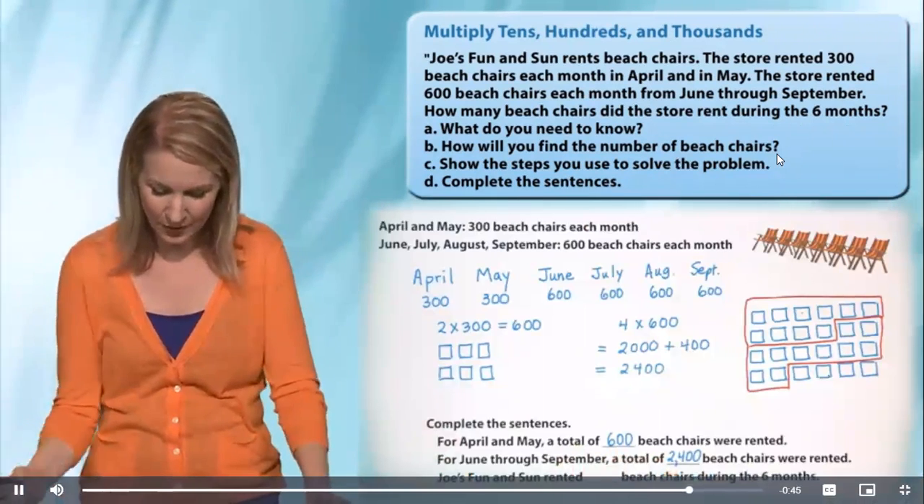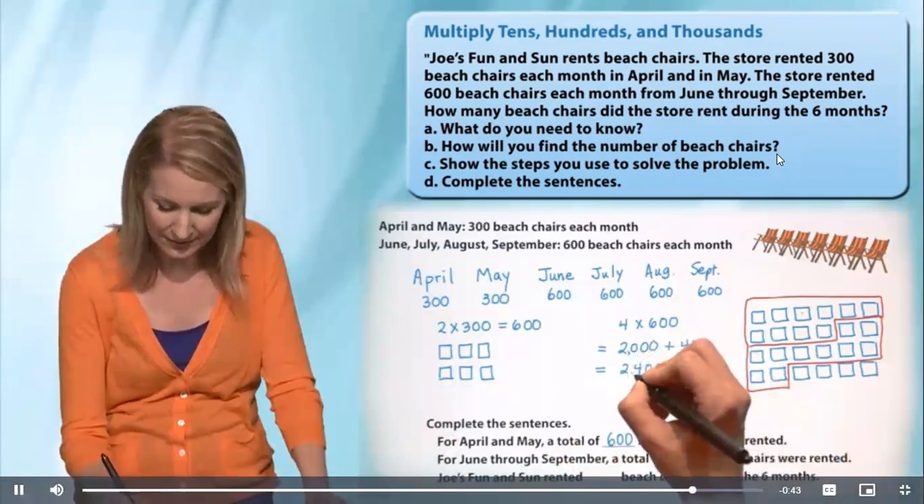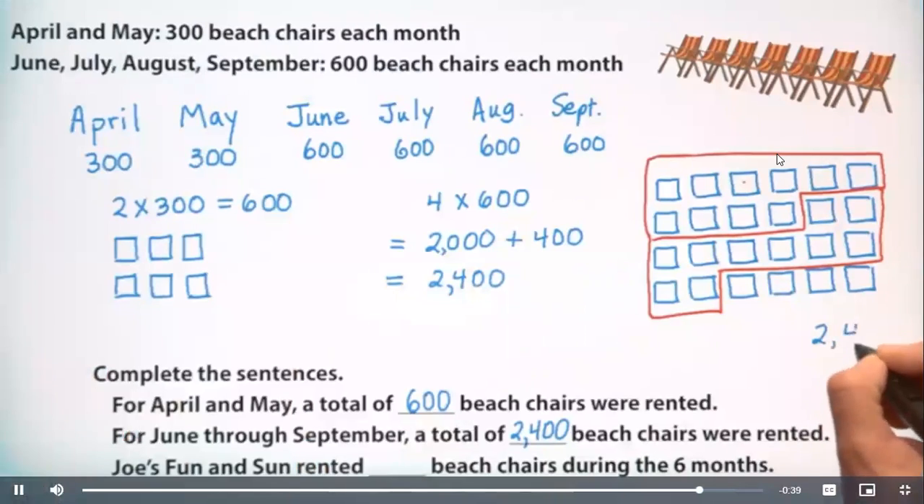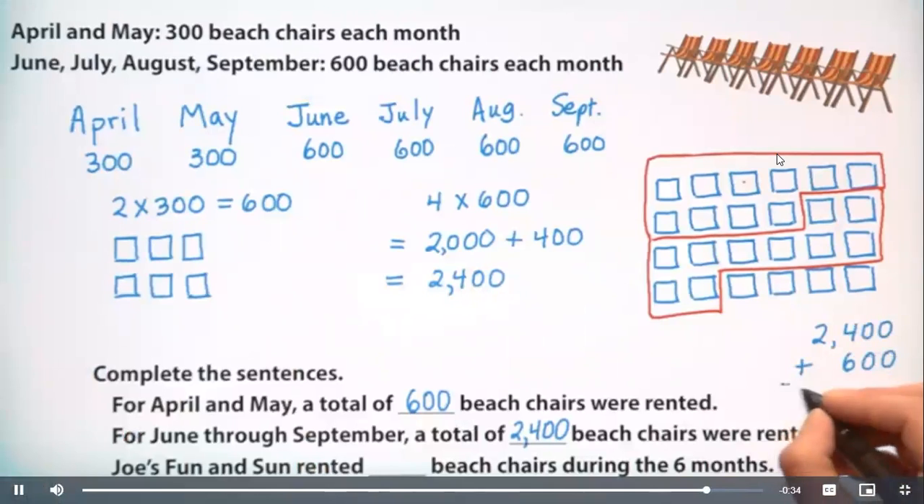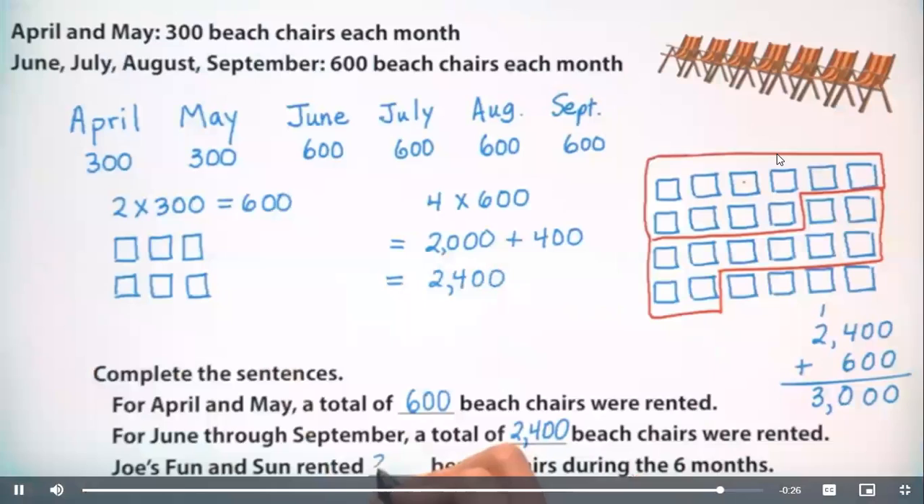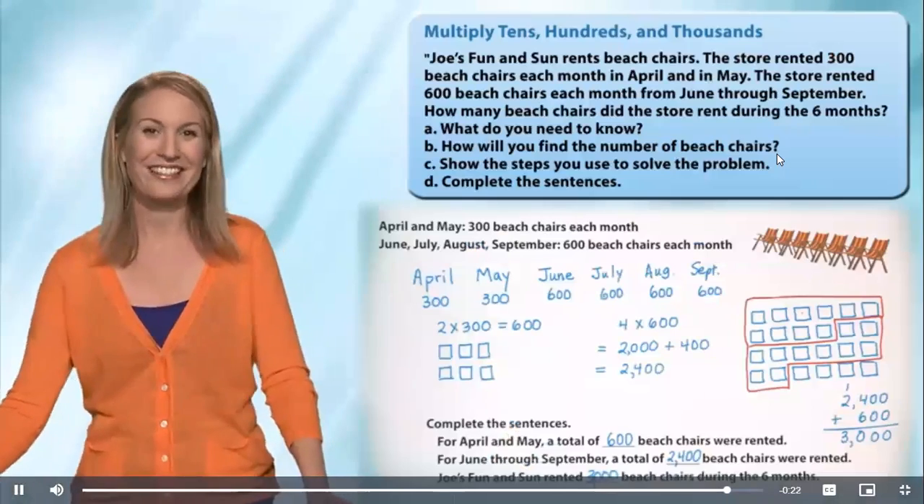Okay, let's do that. Oh, I see I have some commas missing. There we go. We're going to add 2,400 and 600 together. And I'll just do that quickly here and tell you the result. It's 3,000. So Joe's Fun and Son rented 3,000 beach chairs during the entire 6 months.